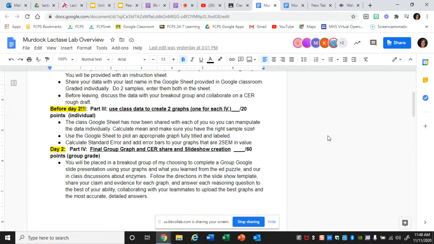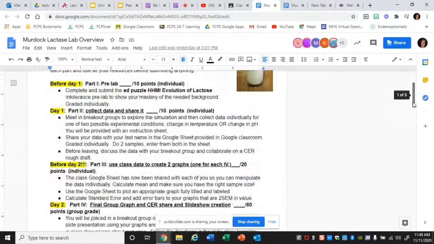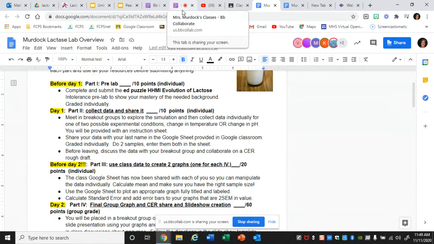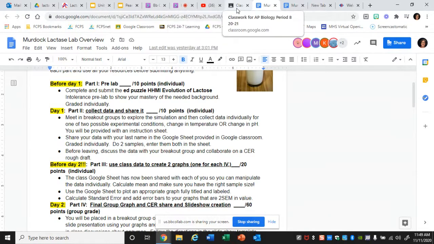The other 40% are the 2 graphs you make ahead of time. I'm not really going to grade for accuracy. I'm just going to make sure all the parts of them are there, okay? And the data that you share today, making sure the data is good that you shared, and then the 10 points for your Edpuzzle that you do. Okay. Does everyone understand the parts of this? That's a yes.